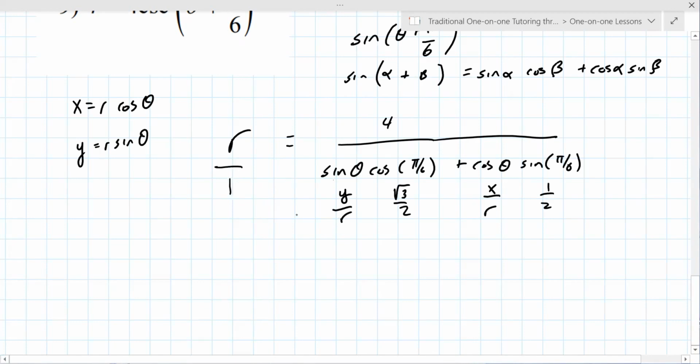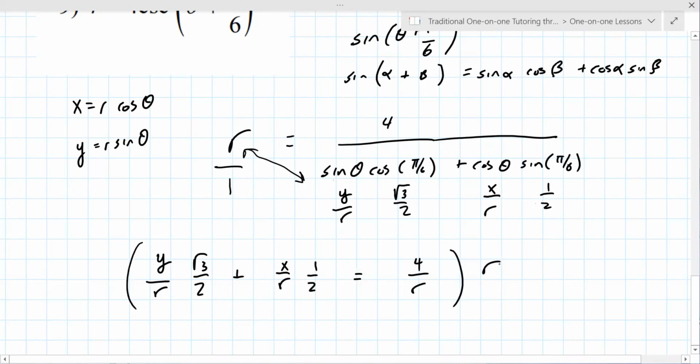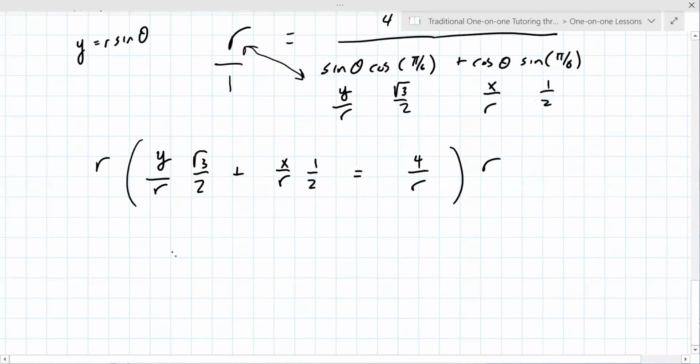So one of the things you can do that most students aren't real comfortable with is you can actually swap diagonally with these positions, because if you divide by r, it gets on the bottom. If you multiply by this, you get y over r times root 3 over 2 plus x over r times 1/2 equals 4 over r. And if you multiply everything by r, you can see that the r's go away, which is what you wanted. So you have y root 3 plus 1/2 x equals 4. And then you can solve for y if you so desire.